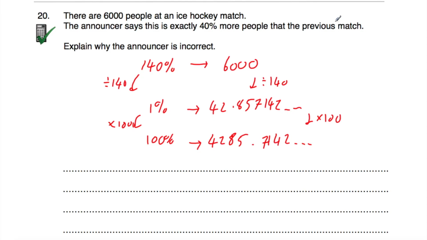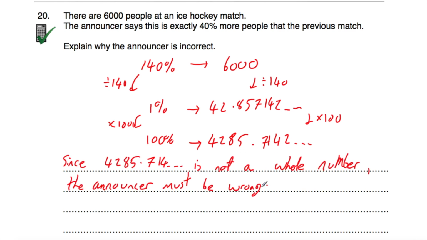Now the announcer says that the number of people at this match is exactly 40% more than the previous match. If that was the case, that means that at the last match there would have been 4,285.7142 and so on people. That's not possible, because obviously this would have to be a whole number. So let's explain that. Since 4,285.714 and so on is not a whole number, the announcer must be wrong. It can't be exactly 40% more.